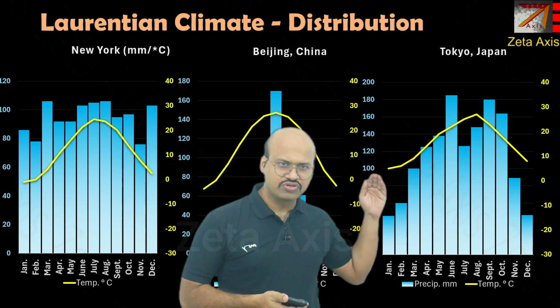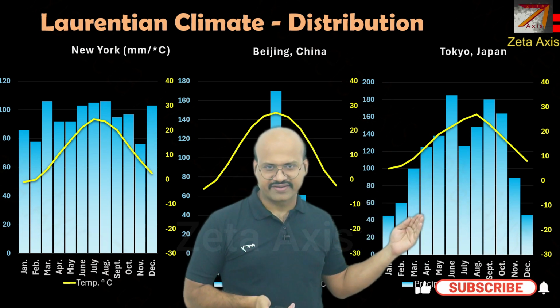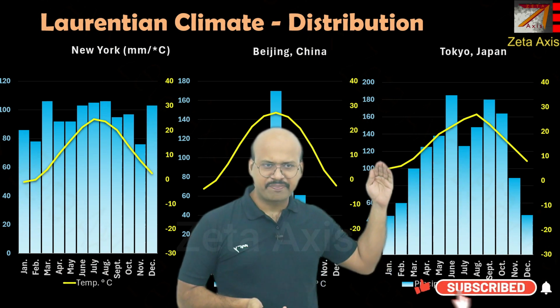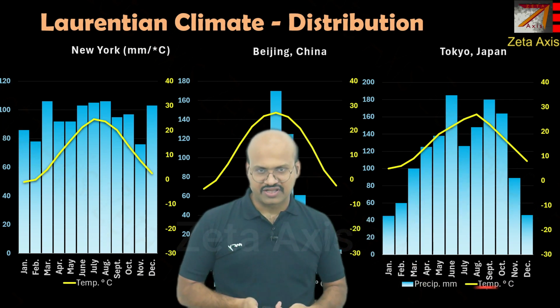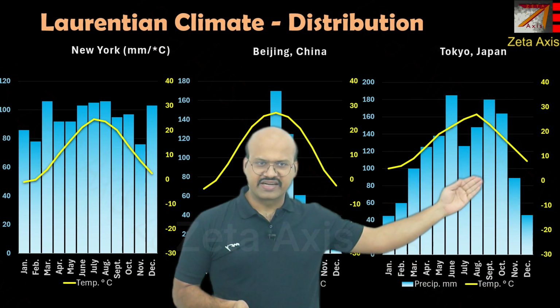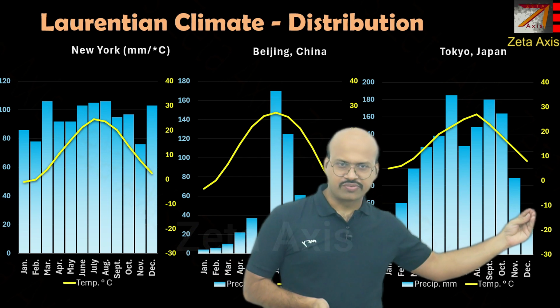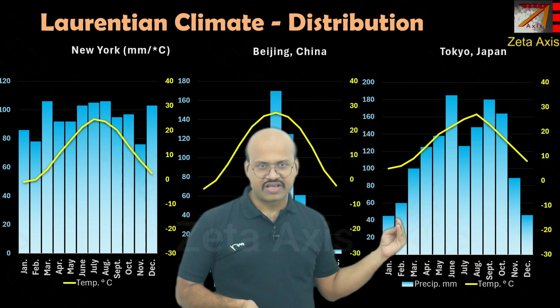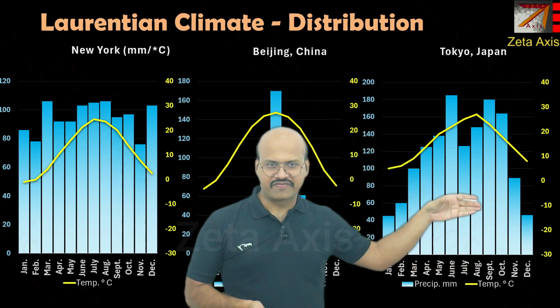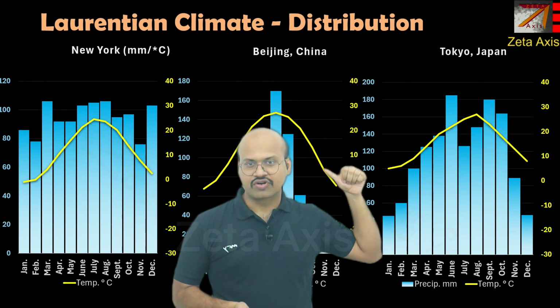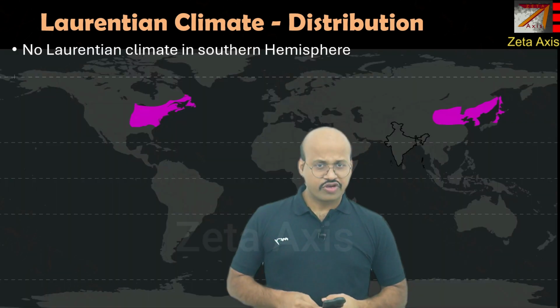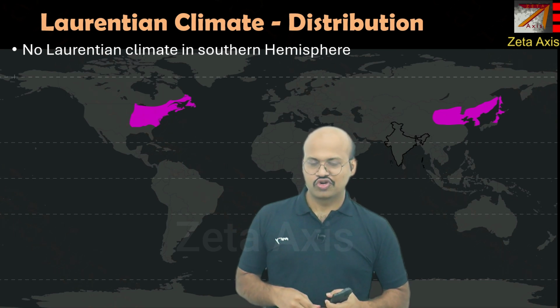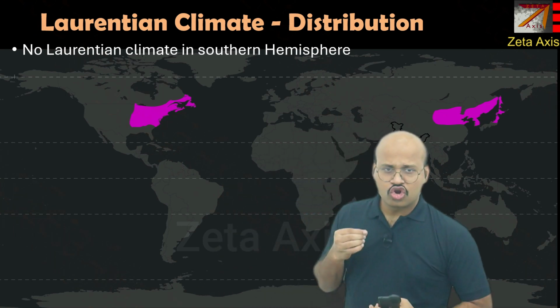And if we come to Japan, Tokyo, which is an island, then we will see that the temperature range is reduced a lot because of the ocean surrounding Japan, and we also see that the rainfall is almost distributed across the year. Therefore, we can see the maritime effect over here, the continentality effect here, and a mixture of both over here. Now, if we see the southern hemisphere, we do not see any region experiencing Laurentian climate.